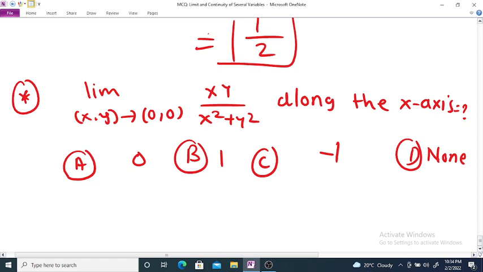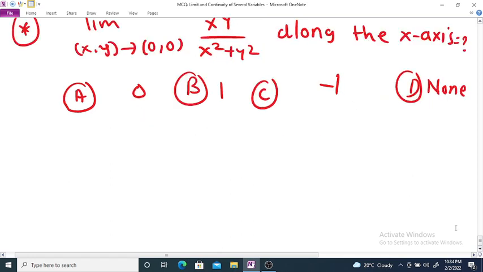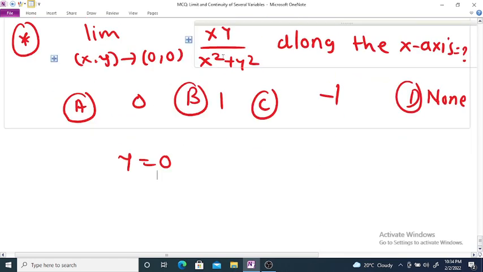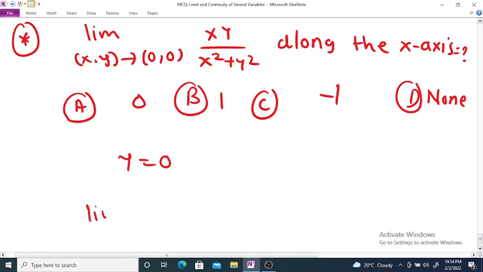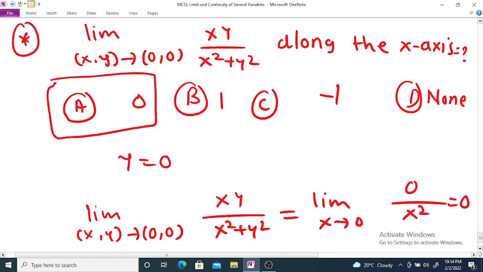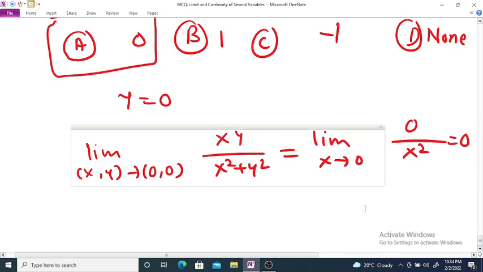So we want to determine the limit along the x-axis. Now along the x-axis y is 0, so if you take the limit y is equal to 0 here, this limit (x,y) tends to (0,0) of xy divided by x square plus y square becomes limit x tends to 0 of 0 divided by x square, which is equal to 0. So the correct option is A, 0.